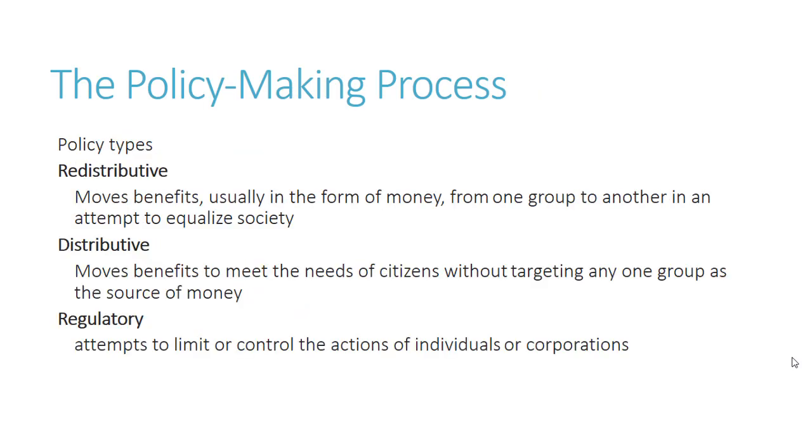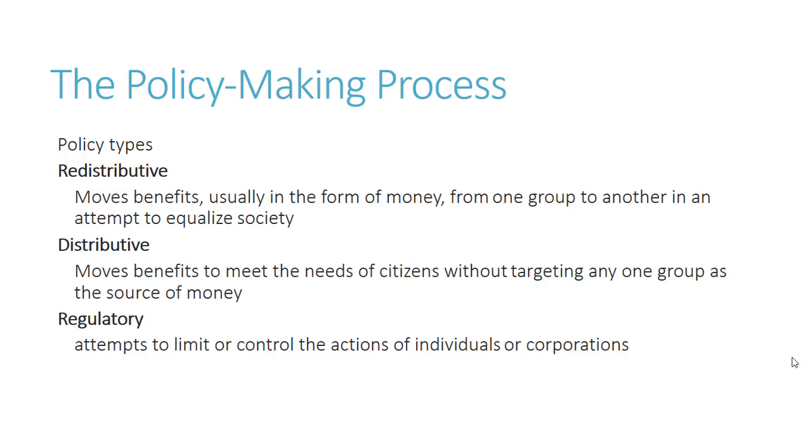Finally, there are different types of policy making. Redistributive policy, distributive, and regulatory policy. And these are the most popular types of policy. Redistributive is moving benefits, usually money, from one group to another to make an equalized society. Distributive moves the benefits to meet the needs of the group without targeting anyone as the source, followed by regulatory policy, or trying to limit or control the actions of a group or corporation.